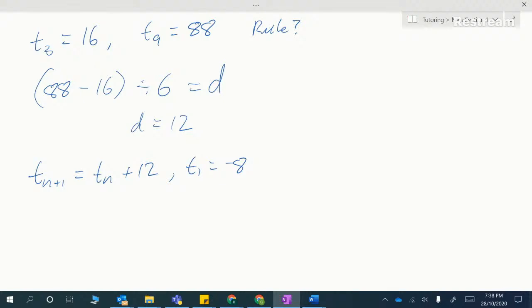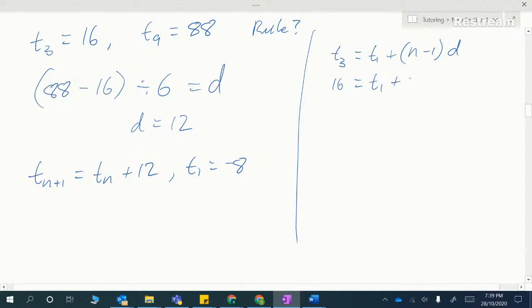You could also do that with simultaneous equations. So you could use the general rule. So T3 equals T1 plus N minus 1 D, like that. But N is, hang on, N is 3. Hang on, let me leave that in there. And then that means it's 16, like that, which you can then get rid of the brackets very easily, like that. So that would be one equation.